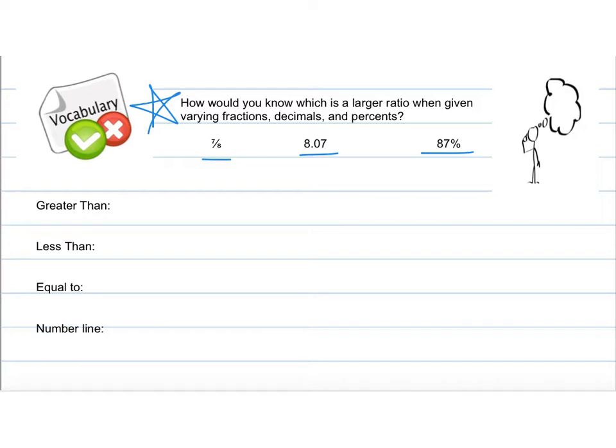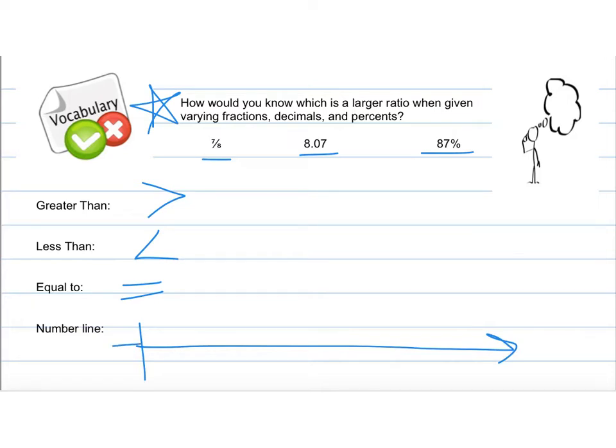So some vocab here, we're going to look at the symbols that represent them. So greater than and less than, we have symbols that we use. Usually greater than opens up towards the larger amount, less than, and for equal to we use the equal sign. On our number line here, since we're looking at positive numbers, I'm going to start at 0 because it's going to be all numbers above 0. The number line does go in the other direction, into the negatives, and then it continues on.